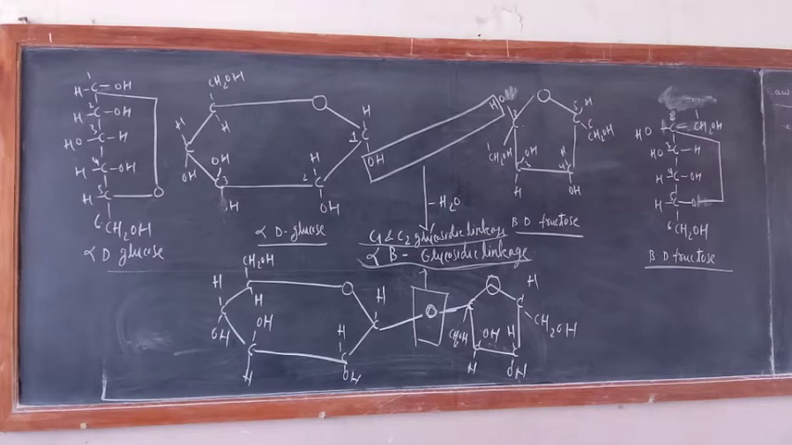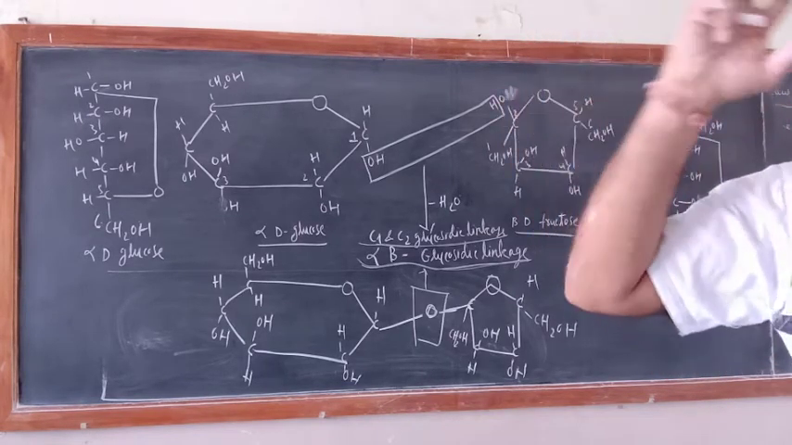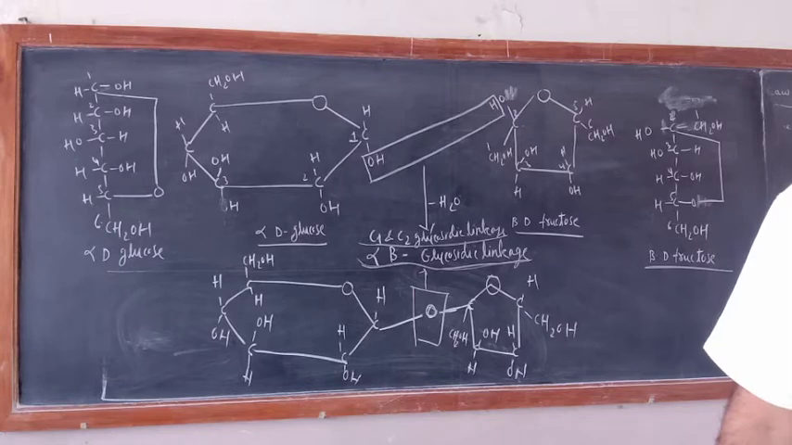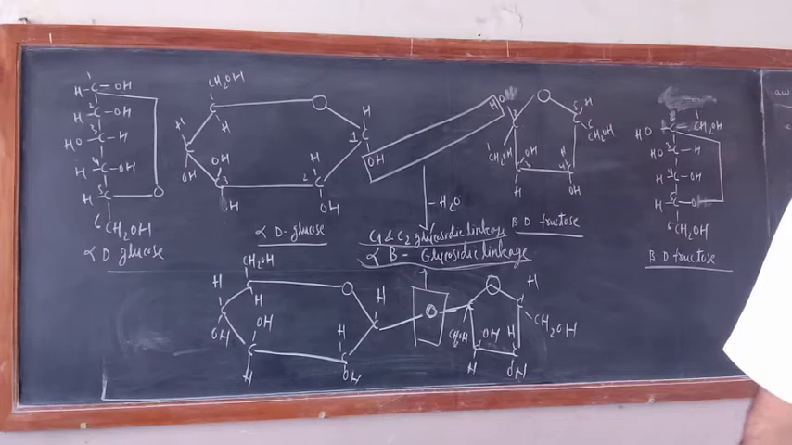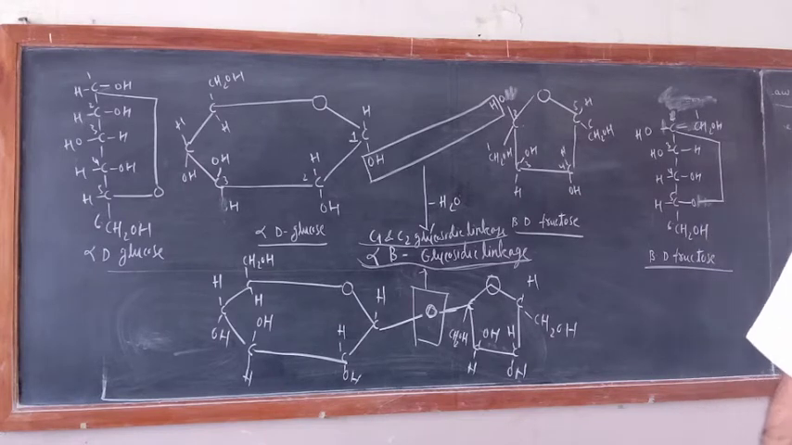So what is the important thing here? You should remember the monosaccharide units and what kind of anomer is present in each monosaccharide unit. Like in sucrose, alpha D-glucose and beta D-fructose. In maltose, alpha D-glucose and alpha D-glucose. In lactose, beta D-glucose and beta D-galactose. If you remember this, you will never make a mistake, and with position you will remember.